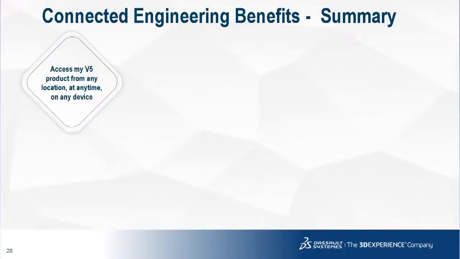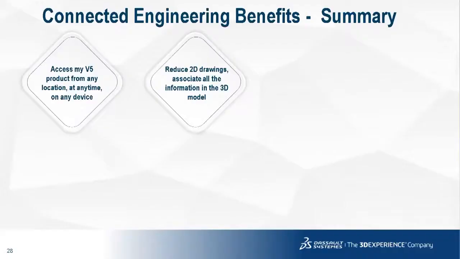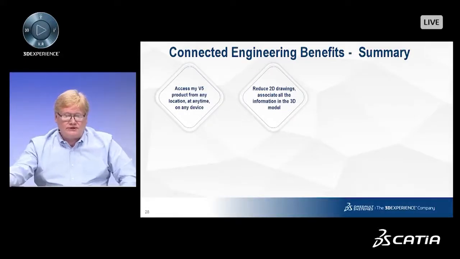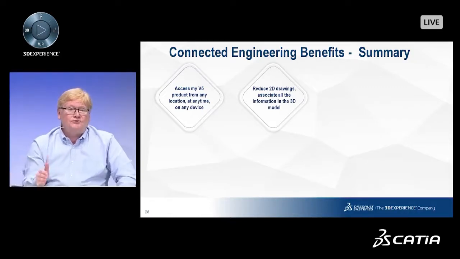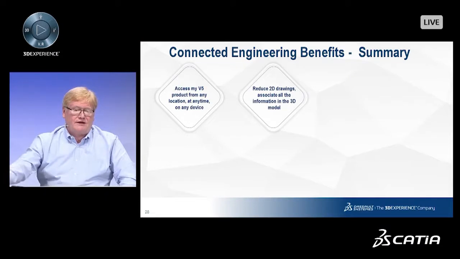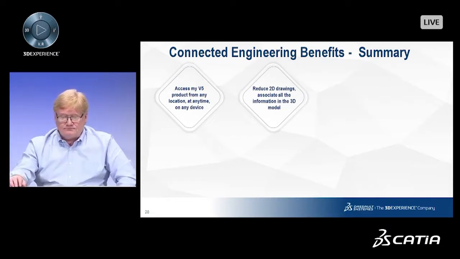First, the ability to access my product from any location, at any time, on any device, and often without having a CATIA license, either V5 or 3D Experience. The ability to associate much, if not all, of the product information in 3D, which reduces or eliminates even the number of 2D drawings that you need to create. You can certainly take associative 2D views for illustration, but you don't need to go through the period of generating and the expense of generating the 2D drawings.